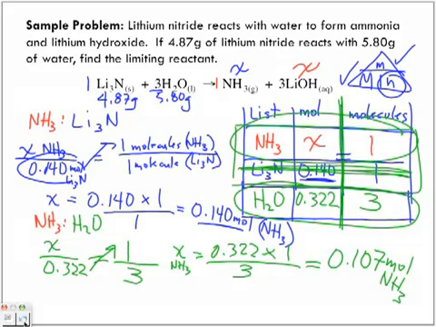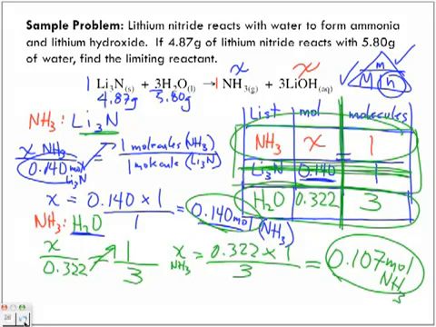So the lithium nitride makes this much ammonia. The water is going to make this much ammonia. Which is making more? The lithium nitride. Which makes which one the limiting reactant? The water. The water here is the limiting reactant, because the water is producing less ammonia.